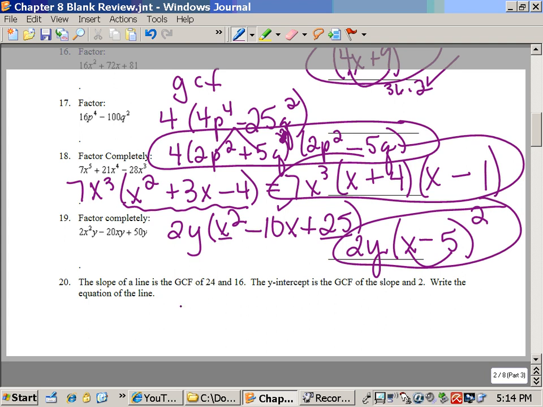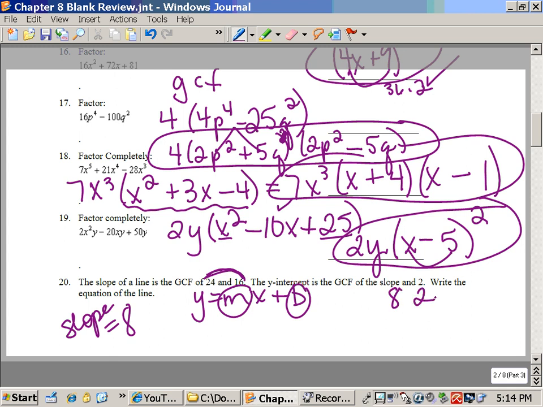Number 20. Slope of a line, and I'm trying to write the equation of the line. That's going to have to be in the form y equals mx plus b. Well, m is the slope, don't forget that, and b is the y-intercept. 24 and 16 have a greatest common factor of 8. That means that my slope is going to be 8. Then it says that the y-intercept is the GCF of the slope, which is 8, and the number 2. The GCF between 2 and 8 is 2. So the y-intercept is 2. Y is equal to 8x plus 2.